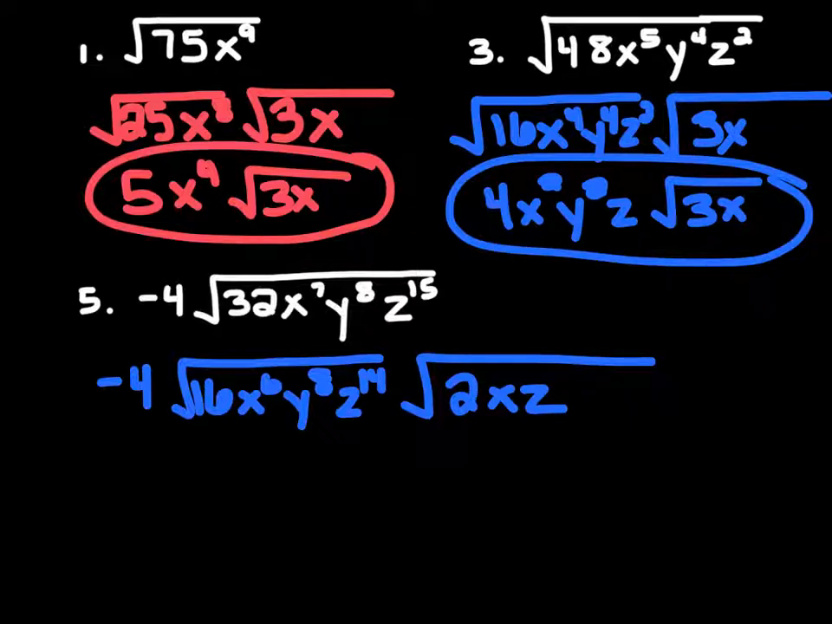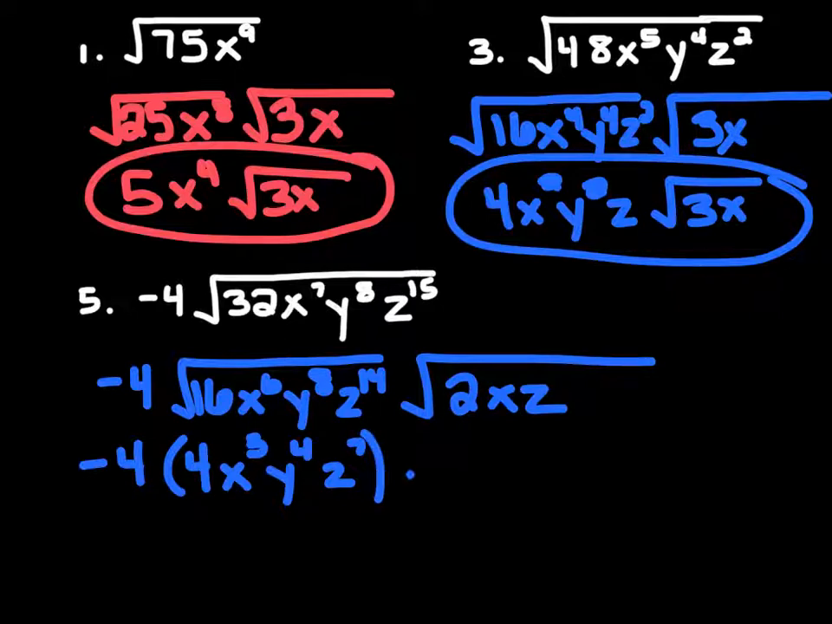Okay, so what I'm going to do is I'm going to bring this negative 4 down, and I'm going to open up a parenthesis, because what we're really doing here is negative 4 times this radical. So let's break down that radical. The square root of 16 is 4. The square root of x to the 6th would be x cubed, right, because we divide the exponent by 2. The square root of y to the 8th would be y to the 4th, and the square root of z to the 14th would be z to the 7th.